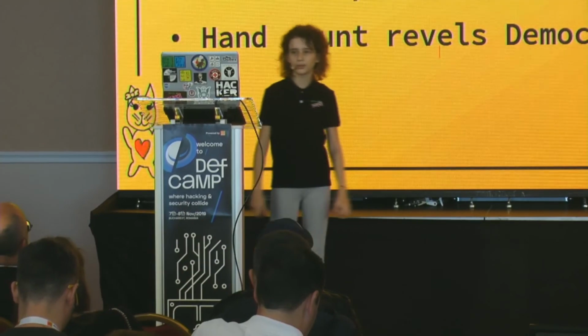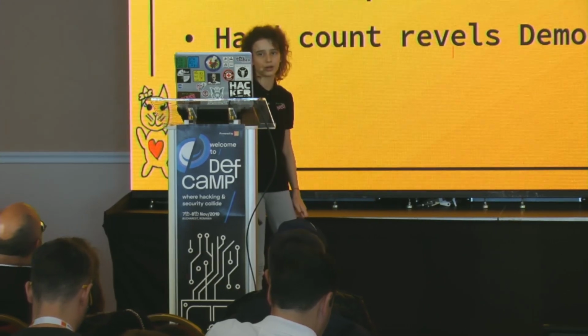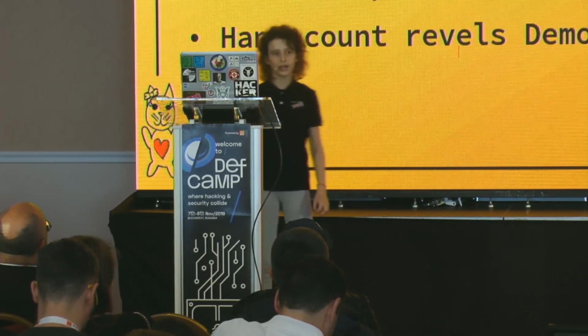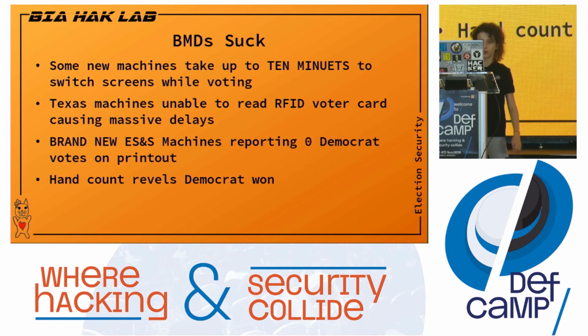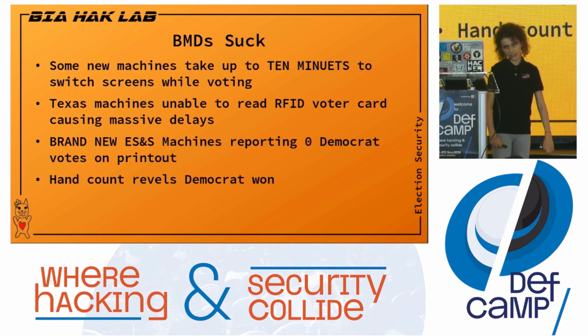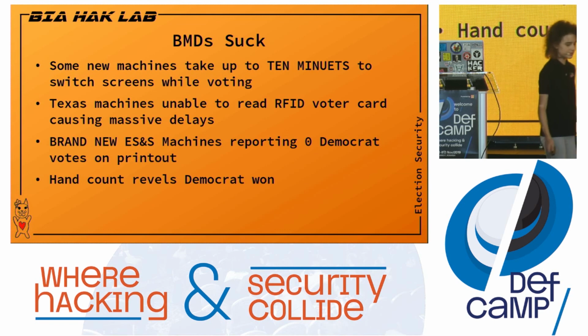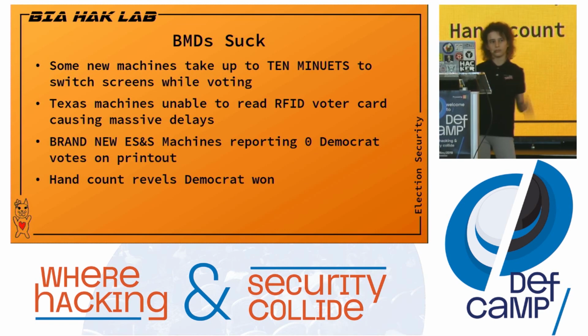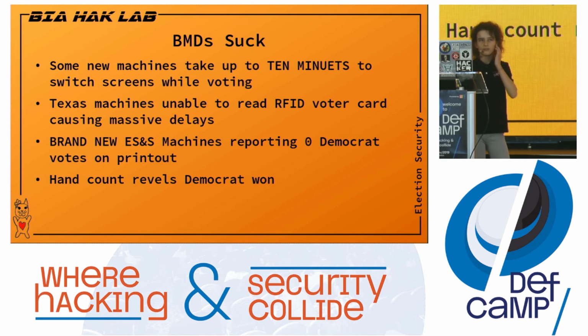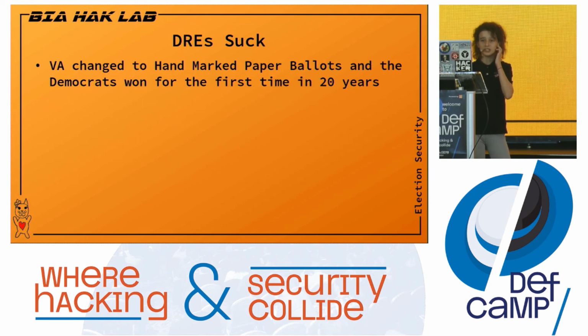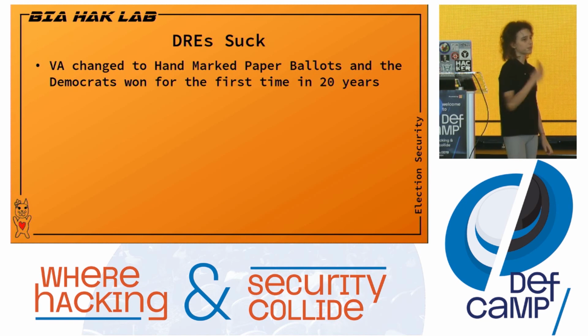Texas machines unable to read RFID voter card, causing massive delays. Again, people want to get out of line and go to work. Brand new ESNS machines reporting 0 Democrat votes on printout. But then once they do a hand count, it reveals that Democrats won. This just in. DREs suck. Virginia changed to hand-marked paper ballots, and the Democrats won for the first time in 20 years. Something's wrong there, too.